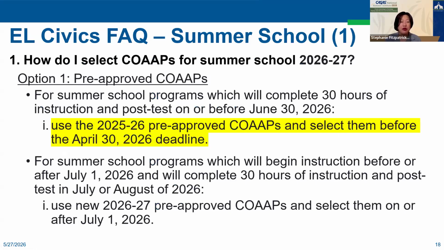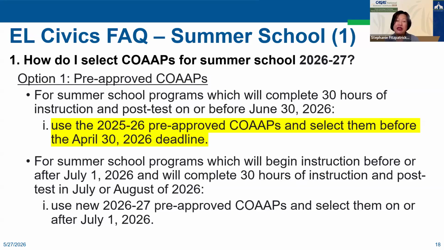And more about summer school. So for option 1 pre-approved co-ops for summer school programs, which will complete 30 hours of instruction and post-test on or before June 30th, you can use the 25-26 pre-approved co-ops and select them. Hopefully you have selected them already if you're running a summer school that will end on or before June 30th.